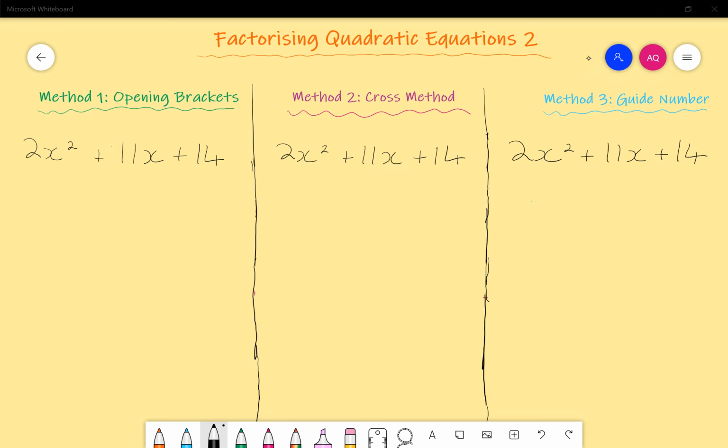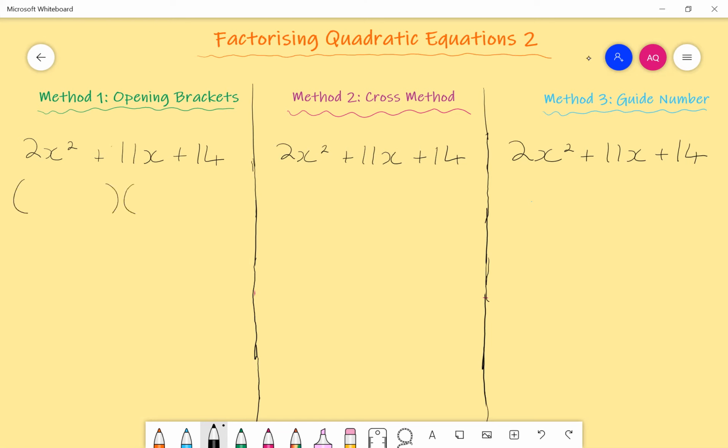We'll open up our brackets. Method 1, we use our cross method, method 2, and then our last method will be the guide number. At the end, I will look at using the minus b formula to solve a quadratic equation, which is a little bit different to factorizing a quadratic equation, but I'll get to that at the end of the video. So first of all, we'll look at method 1. So we'll open up our brackets here.